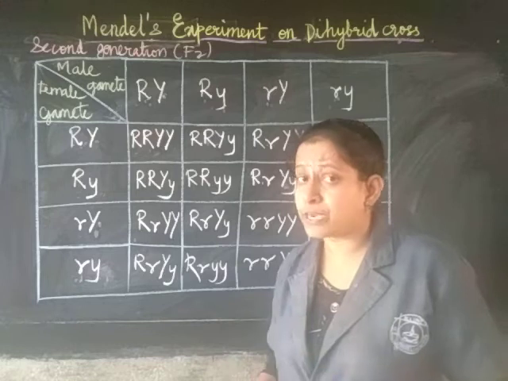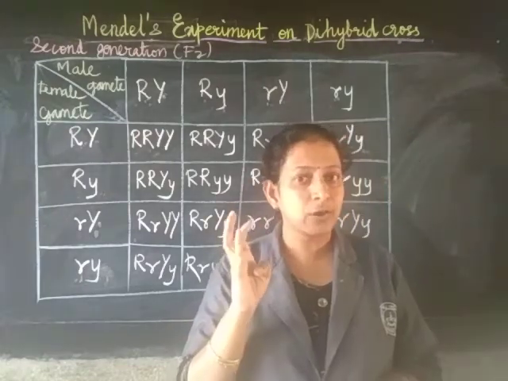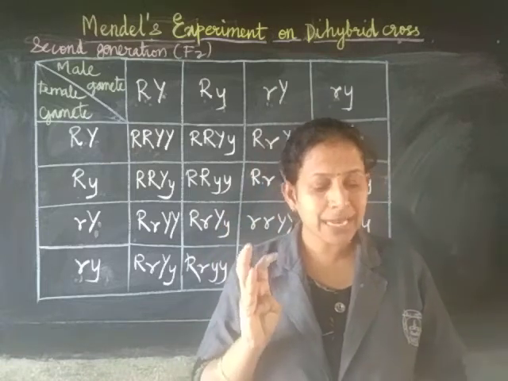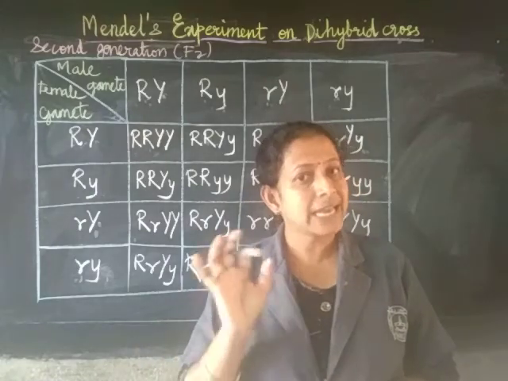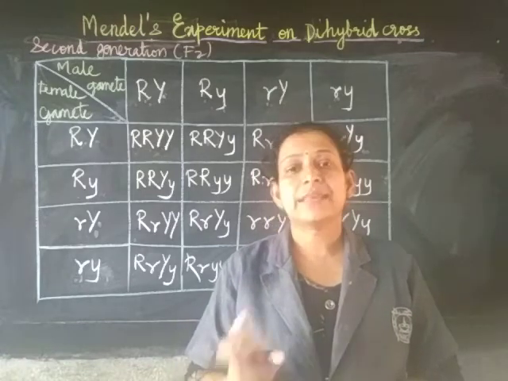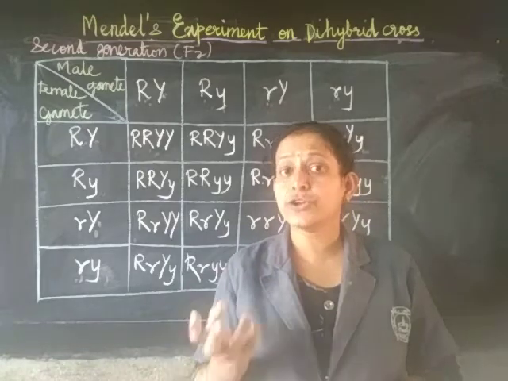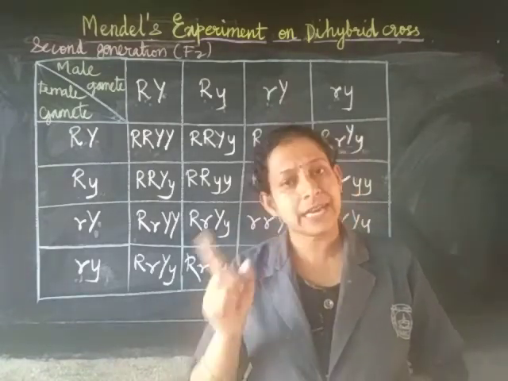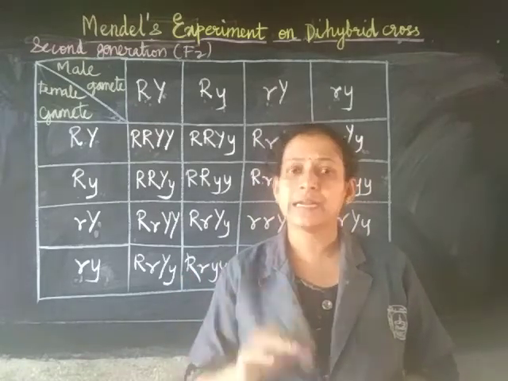Now, there are several other combinations. What type of combinations can you get? You can get combinations like rounded and yellow, pure. Then you can get rounded and green, rounded and yellow. Then you can get wrinkled and yellow and wrinkled and green. Altogether there should be 4 different combinations. That is rounded and yellow, rounded and green, wrinkled and yellow, wrinkled and green.